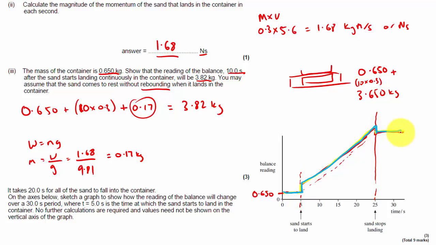Now, just to confirm we fully understand this, because it doesn't rebound, its change in momentum is this. If it did rebound, if it bounced back off at the same velocity, so imagine instead of dropping sand onto the pan, we were dropping bouncy balls, they'd hit and bounce off. They wouldn't come off at the same velocity, but let's just pretend they do. The change in momentum would be twice this. So that would make this twice as high, because this force, this extra reading that we're getting here, would be twice as big.